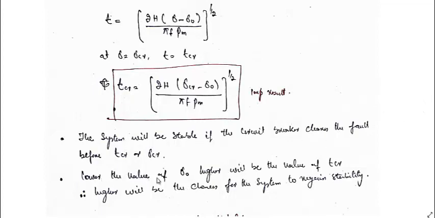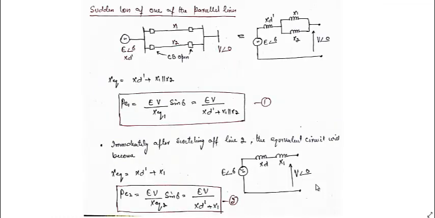One more thing, the lower the value of delta naught, the higher will be the value of TCr. You can see it from here. So TCr will have the higher value. Therefore, higher will be the chances for the system to regain stability. So here also we can use the discussion that we have already concluded, that is, this transient stability also depends upon this delta naught.